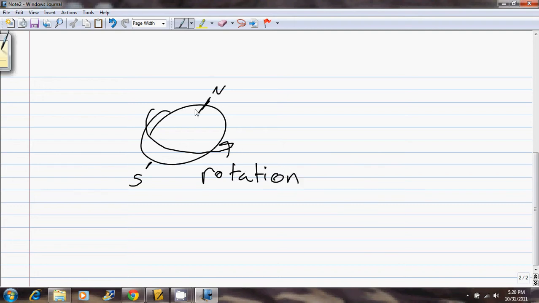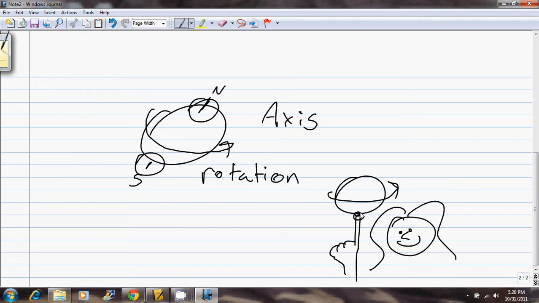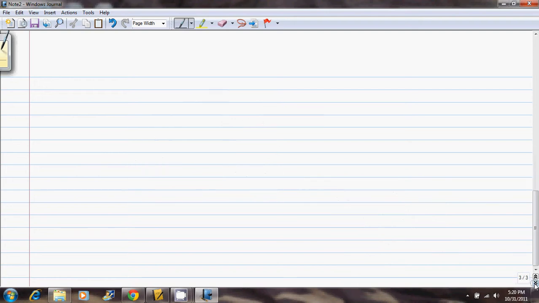Now, these points, the north and the south point, we call those the axis. An axis serves as a point that it would spin on. So if you had that ball spinning on your finger, so here's your basketball, there's your finger, and there's your smiley face. Boy or girl, long hair, a hippie boy, maybe. And as it spins, this point right here would be called the axis, just like these would be called the axis too. So that's a pretty simple concept.